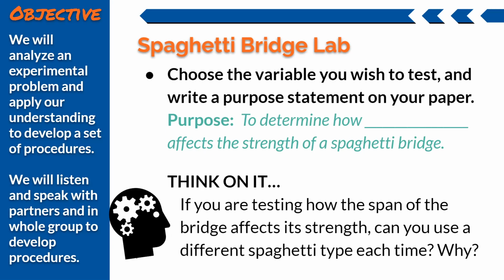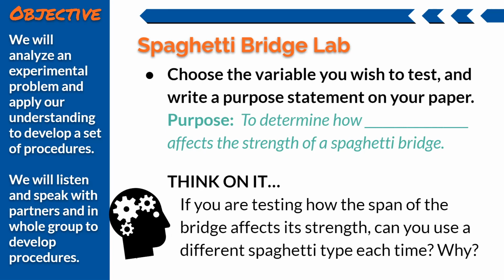Question for you: if you are testing how the span of the bridge affects the strength, can you use a different type of spaghetti every time? Will you get valid results? No. Okay, you can only change one variable at a time. You can't have multiple things change, because then you don't know whether your results are due to the different span or the different type of noodle. So please make sure that you are designing a valid experiment that's only testing one variable at a time.